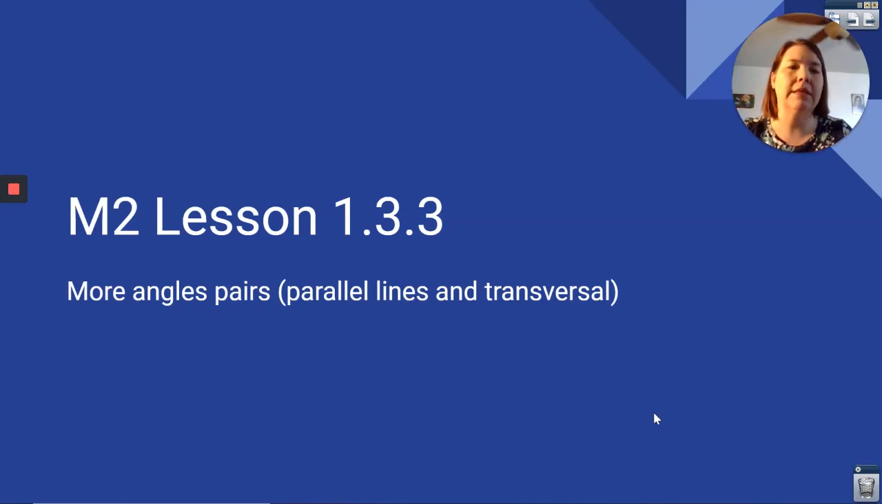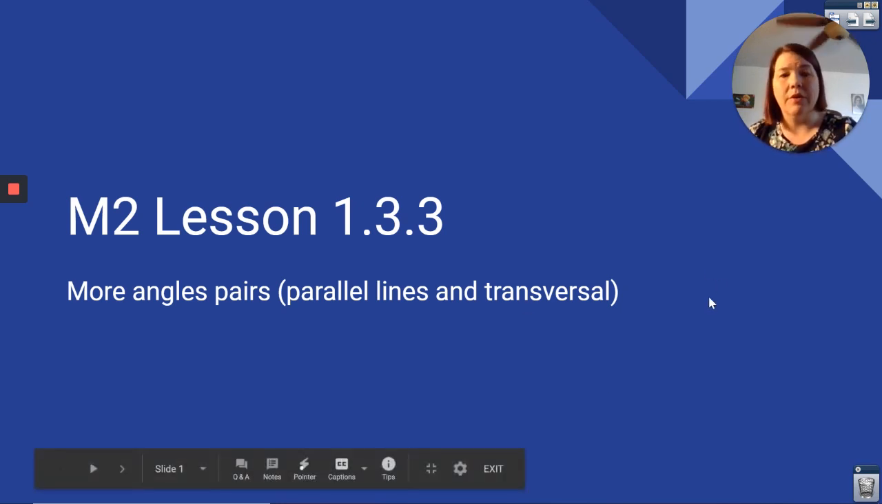All right, so this is a lesson we did in class on Monday or Tuesday, September 14th or 15th. So this is lesson 131. If you missed class, this is a good video to watch just to catch up. We're talking about angle pairs with parallel lines cut by a transversal, which was introduced in lesson 132.